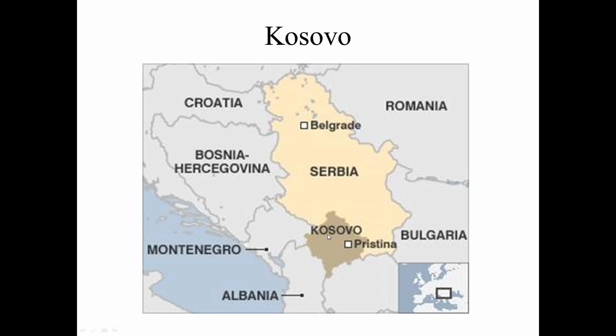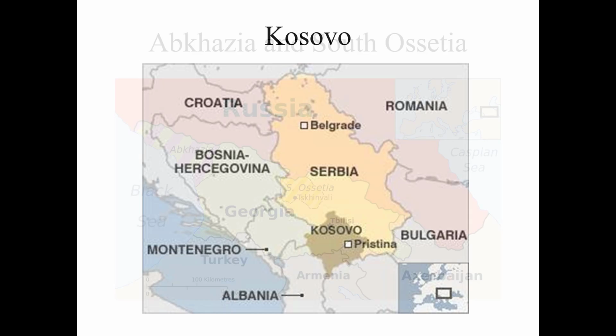It enjoys about 95 international recognitions, including the United States, France, the UK, Germany, Canada, Japan, South Korea, Saudi Arabia, Turkey. I mean, it's in a very, very good spot. But its independence is also opposed, not surprisingly, by Serbia, Russia, China, Spain, Cyprus, Greece, India, South Africa, Argentina, Brazil, Indonesia, you get the idea, right? So Kosovo is probably the most frozen of all frozen conflicts here.